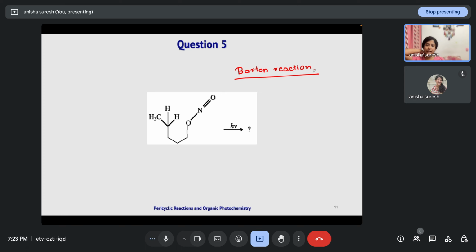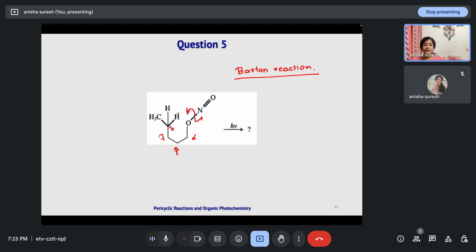Okay, now what will happen under photochemical condition? This ON bond will cleave, resulting in the formation of O radical and NO radical, right? Then what will happen? This O radical will abstract a proton from the gamma, sorry, delta position. Delta hydrogen abstraction will take place, resulting in the formation of a radical here. That radical will recombine with the NO radical, leading to formation of NO here, which can tautomerize to form an oxime, which upon hydrolysis will result in the formation of the carbonyl compound.